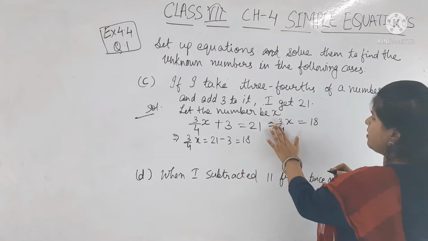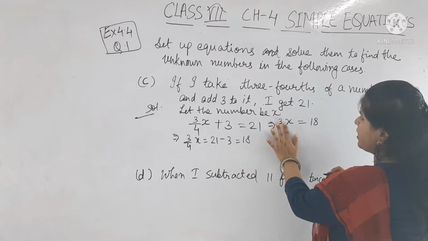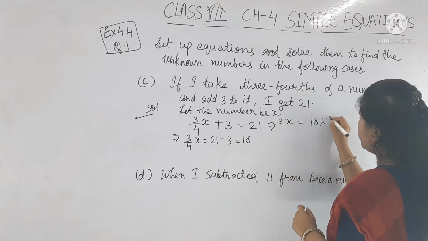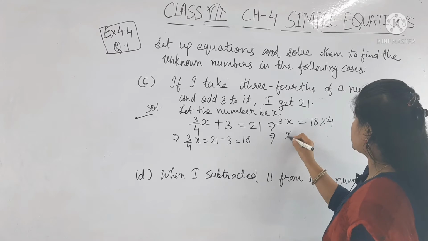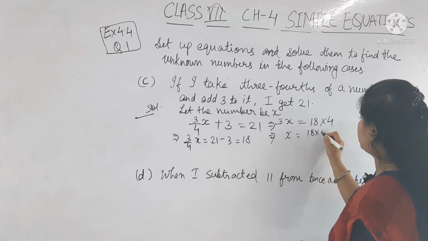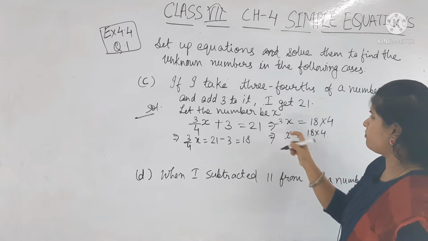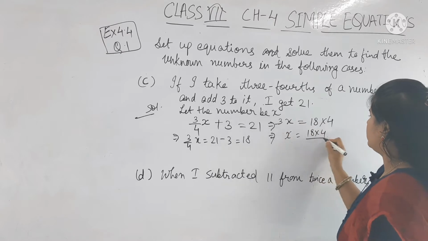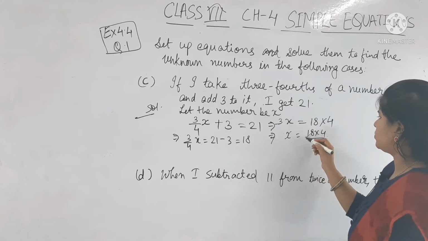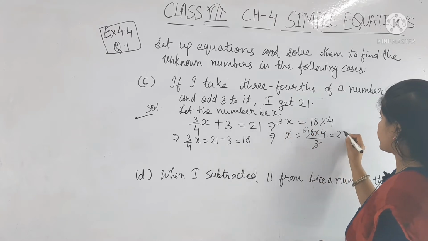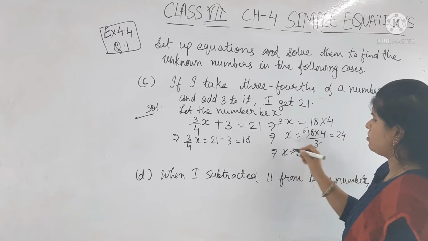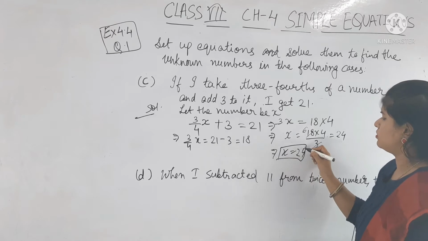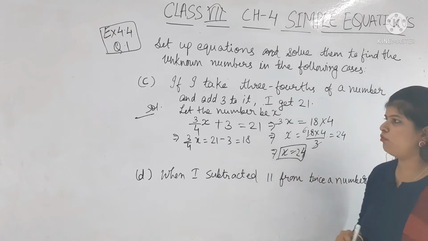So I can write this 4 here, 18 into 4. x equal to 18 into 4, divided by 3. 3 ones are 3, 3 sixes are 18. So I am getting x equal to 24. This is your answer. x equal to 24.